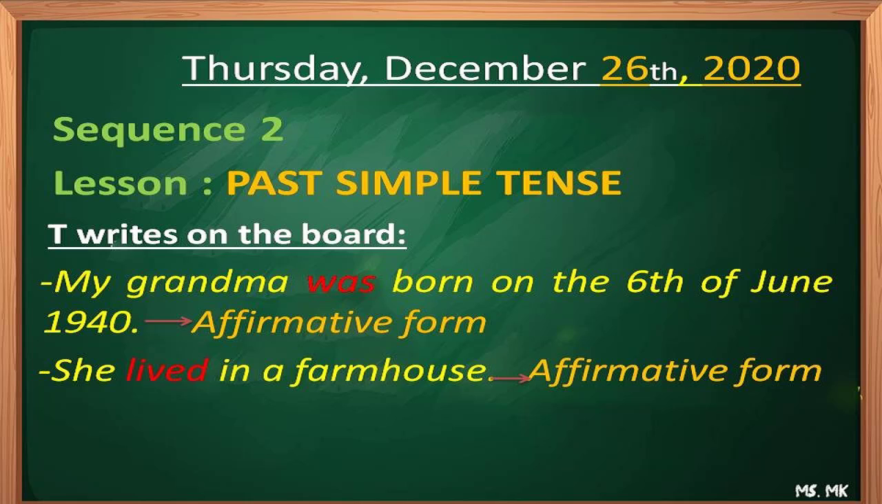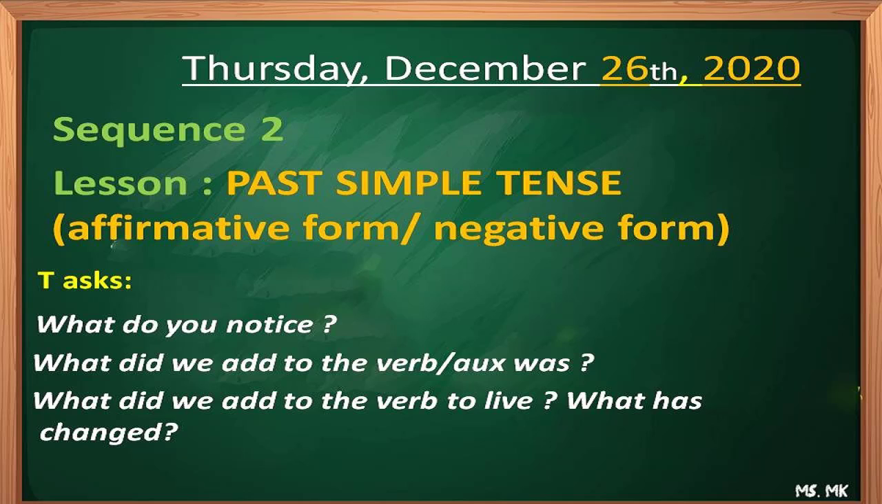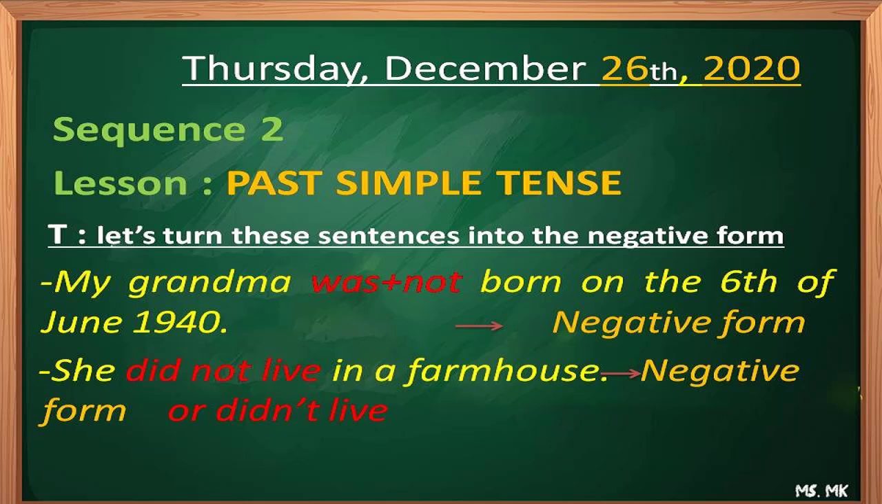Okay, let's turn these sentences into the negative form. You're going to notice was becomes was not and live becomes did not. And you're going to ask questions. What do you notice? What did we add to the verb was and what did we add to the verb live? What has changed? Here you're going to make your pupils notice very well how were the verbs and how have they changed.